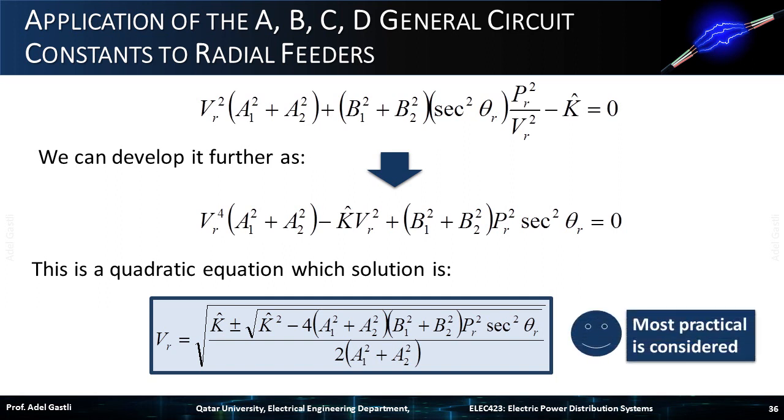Since we have two solutions, then the most practical one is usually considered. Here, the most practical one means that the voltage that is closest to the sending end voltage Vs is to be considered. So, up to now, we were able to determine the magnitude of the receiving end voltage. Next, we have to determine the sending end phase angle delta.